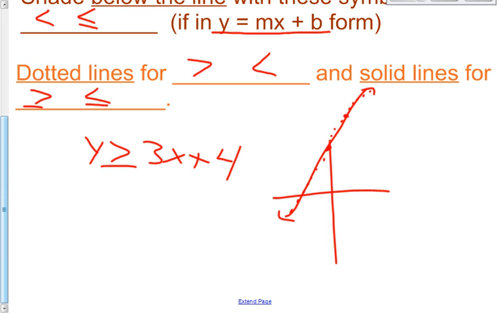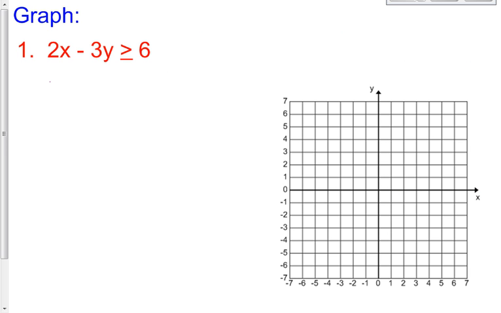1, 2, 3, 4. All of these should be relatively simple because you guys have graphed all these before. The only thing we changed was our inequality. So for our first one, 2x minus 3y is greater than or equal to 6. If you recognize this form, it's in standard form. But we always want our inequalities in y equals mx plus b form, because that'll help us do our shading.